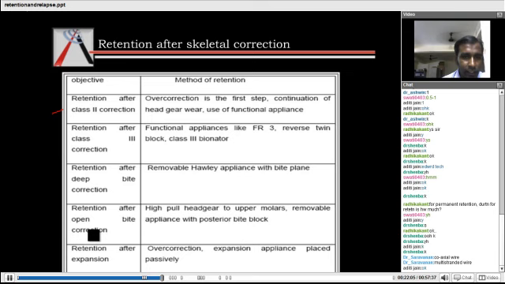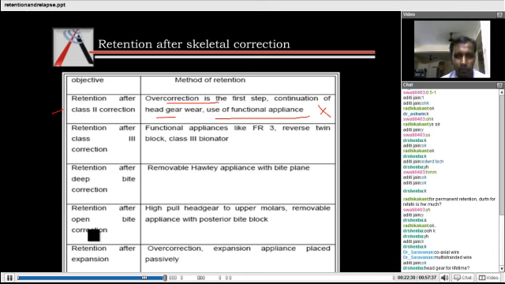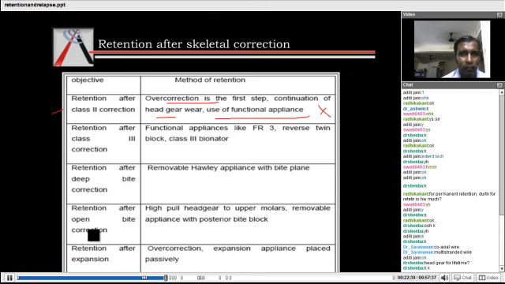Basically, retention after class 2 correction. First you overcorrect. You can also use headgear or functional appliance for the class 2 correction. After that, whatever appliance is there, they continue to use the same appliance. That is the concept. Suppose you are taking the mandible forward, you should maintain the same appliance for some time till the bone forms. Not lifetime, till the growth gets complete. See, you are treating a patient at say 8 years. The patient has to complete the growth till 12 years. So you have to give them retention for a few years, then start with the fixed appliance. Getting it? Okay?